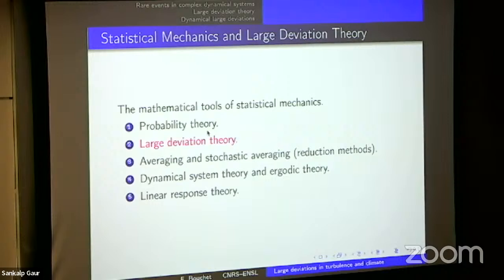in statistical mechanics, you have a set of theoretical tools or mathematical tools. For instance, the basis is probability theory, and large deviation theory is a subset of probability theory. But as far as the dynamics is concerned, we also use averaging and stochastic averaging techniques, often called reduction methods by physicists. We also use dynamical system theory, ergodic theory, and linear response theory. All these tools are needed and useful in order to study dynamical problems. Here I will specifically focus on large deviation theory, but as you will see, all these tools are very useful.